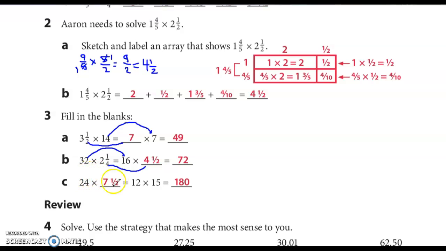Last, they kind of tricked you because they made the blank first. But let's take a look at the 12 and the 15. So 12 over to 24 was doubled. So then that means we have to half the 15. 15 divided by 2 is 7 1/2. You multiply the 12 times the 15, your answer is 180.